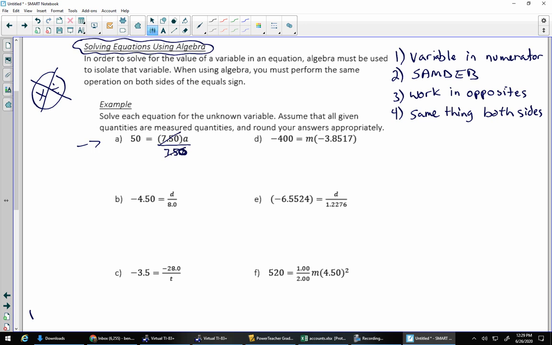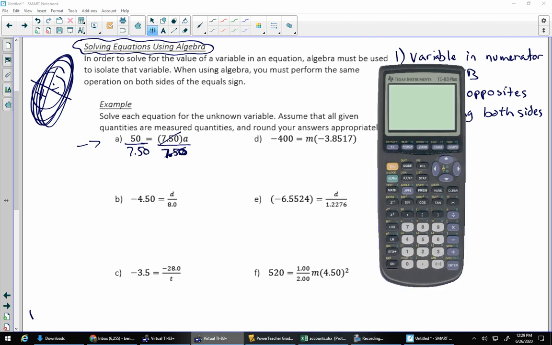Now my last step, what I got is 0.4 on the side over there, is we have to do the exact same thing to both sides. So on the right-hand side of my equation, I just divided by 7.5. So what do I need to do on the other side? Well, divide by 7.5. And you'll notice again, we are not using X or the dividing symbol, just dividing, goes on the bottom.